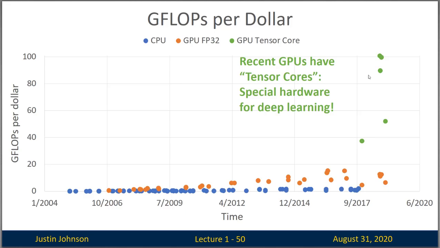And very recently, GPUs have also been heavily tailored for machine learning in the sense that they have some special hardware just for purposes of machine learning.